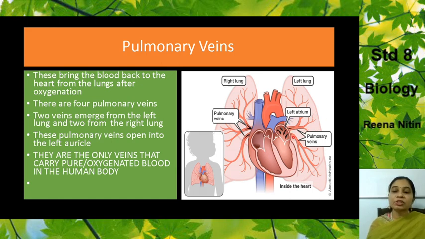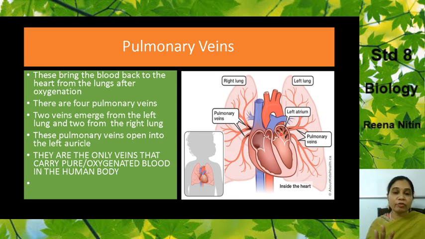So these two branches are bringing the pure blood from the lungs to this side, to the left atrium, or the left auricle, and these two are bringing the pure blood from the lungs after purification to this part of the left auricle. So there are four veins.